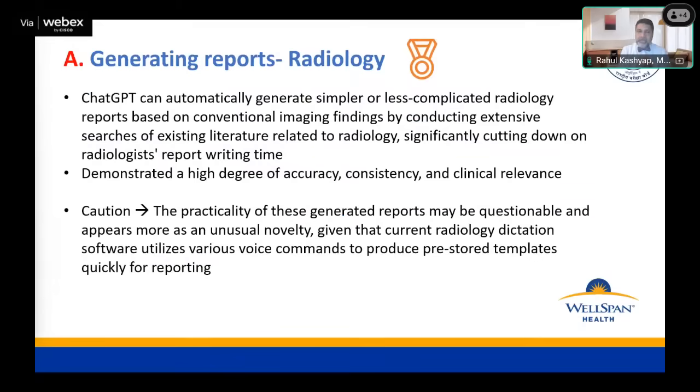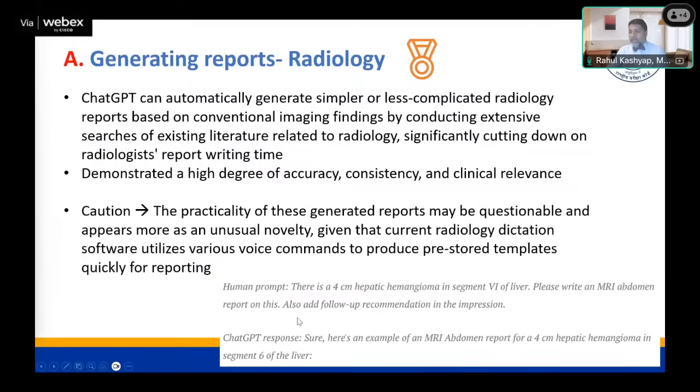AI has shown, and I have some data from our own publications, a high degree of accuracy; it is consistent, and it provides clinical relevance. However, there is a caution that these reports may be questionable, because sometimes they hallucinate and don't provide the patient-pertinent information. So you can look into pre-stored templates for quick reporting, but if you go into a little bit more detail, sometimes these models hallucinate or give you false information. That's the word hallucination being used. I've shared an example here. If you give a prompt, it can provide a response which is more palatable to explain to the patient, if you're reporting as a radiologist.